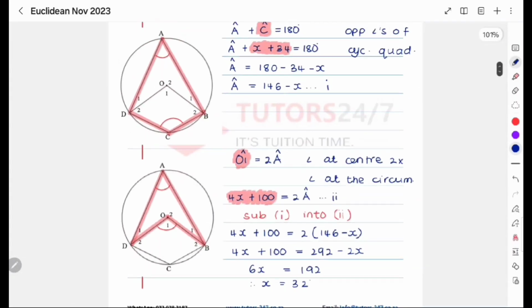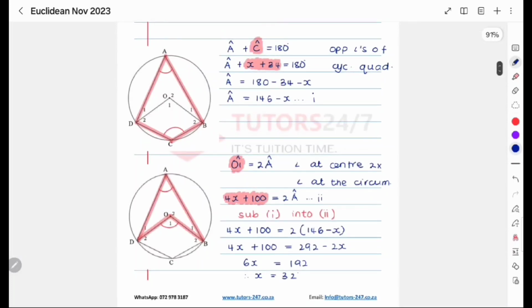So that is it. All we needed to do was identify which theorems to use or which theorems were present, and then connect them and solve for x. And that is it.